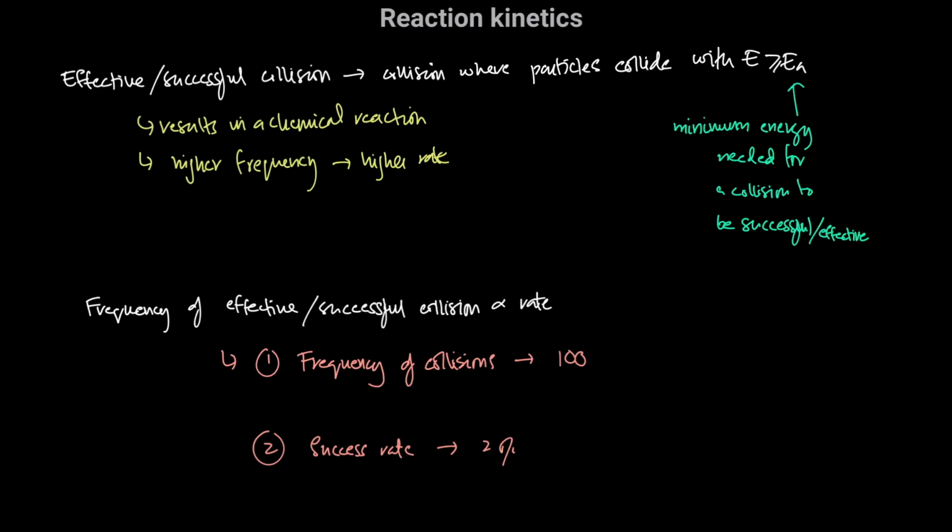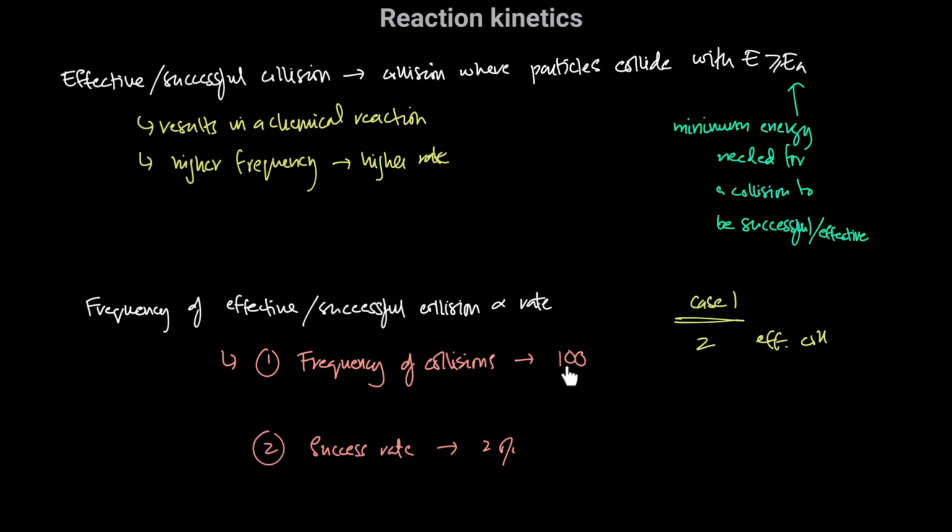So in this case, for example, let's say I have a certain reaction where 100 collisions are taking place per unit time, but only 2% of those collisions are successful. So then how many successful collisions are taking place per unit time? 2, right? So let's call this case 1. We have two effective collisions, I'm just going to call that EC for now, two effective collisions per unit time. So that's the initial rate of the reaction.